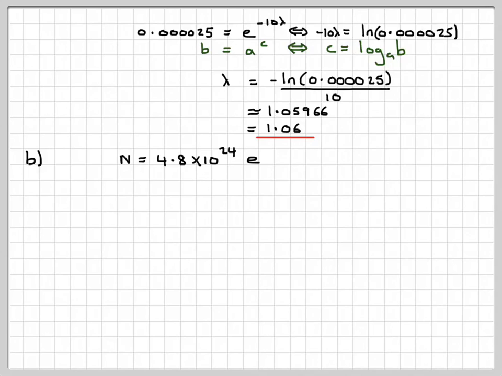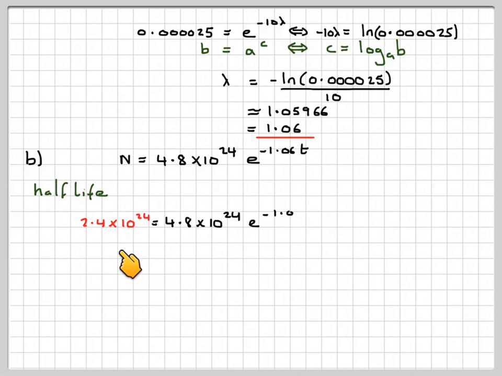Now we want the half-life, so our formula is now this: N = 4.8 × 10^24 e^(-1.06t), as we're told to use the values given in part A. So the half-life will be half of this. Half of 4.8 × 10^24 is 2.4 × 10^24, which is equal to 4.8 × 10^24 × e^(-1.06t). So taking that over there, we just get 0.5, which is half, which is what we expected, equal to e^(-1.06t).